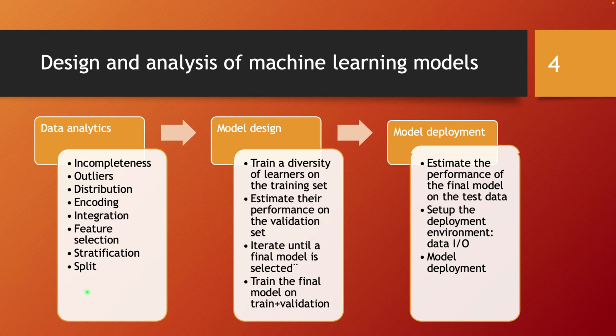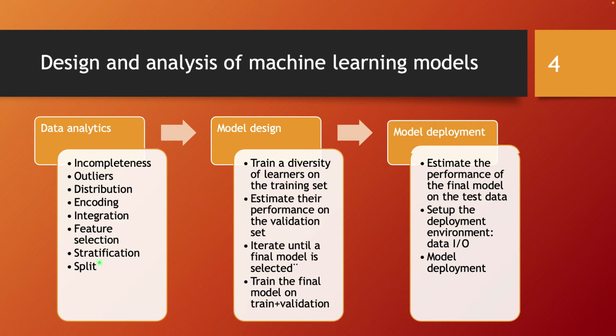On one hand, you have the data analytics stage. In this stage, you are going to analyze your data set to check for incompleteness in the data. You will want to check on outliers. You will want to check on the statistical distribution of your data. You will want maybe to experiment with encodings of different types of your data. You might have different data sets that you will need to integrate somehow. You might want to do feature selection, drop some features that are irrelevant for your problems.